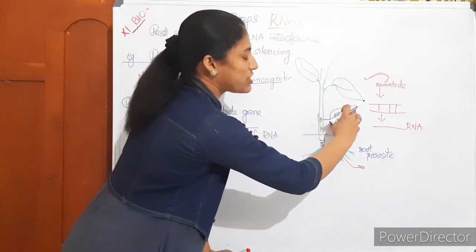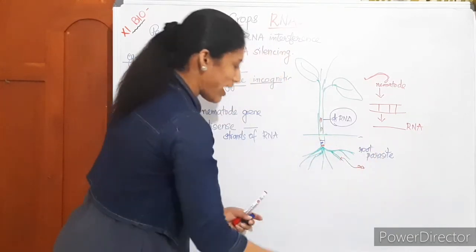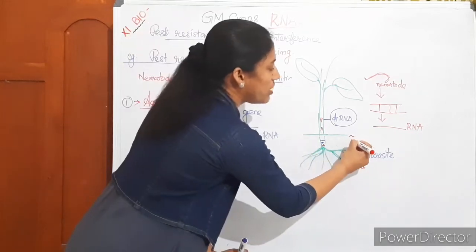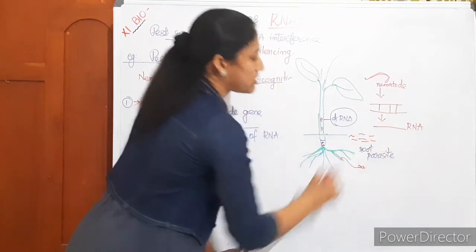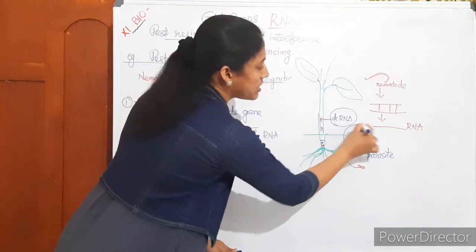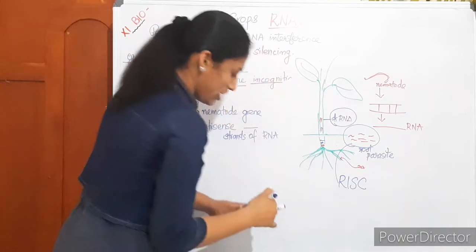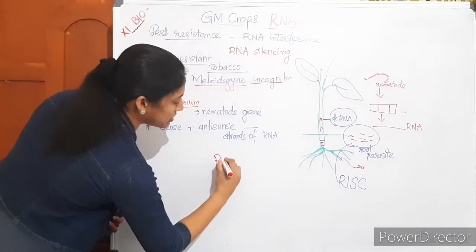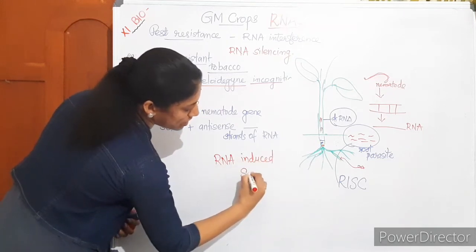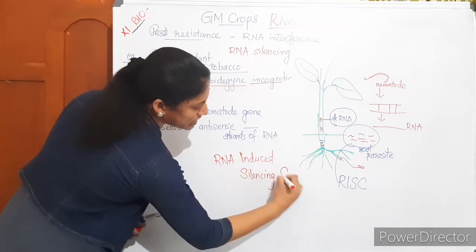So this double-stranded RNA will be immediately cleaved into fragments. This functions as a unit, and it will be cleaved into fragments. These fragments will work as a complex, and this is known as RISC, RNA-induced silencing complex. We will discuss it.